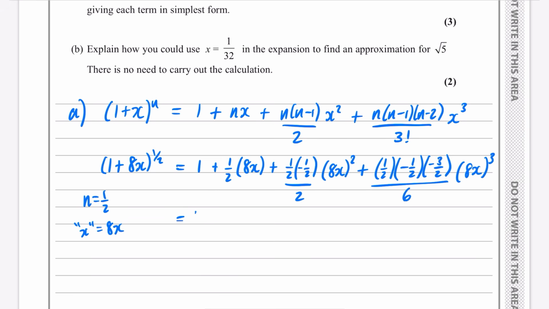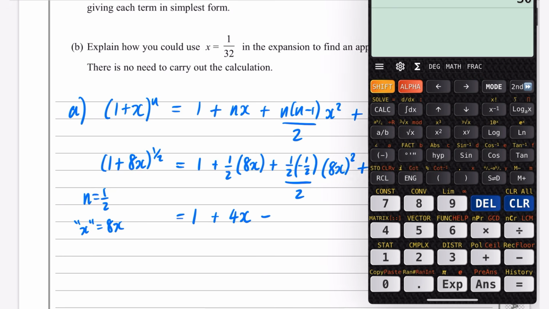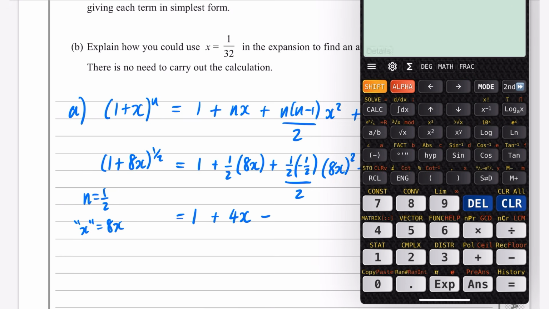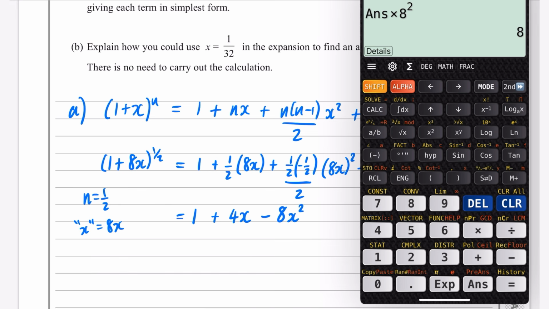So the first term is just a 1. A half of 8x is just going to be 4x. Now this next one, we can tell it's going to be a negative, so I'm going to start with the negative, and then I'm going to quickly do the calculation that goes with this one. So I'm going to be doing a half multiplied by a half. I'm going to divide that by 2, and then I'm going to multiply it by 8 squared, and my answer is 8, so it's minus 8x squared.